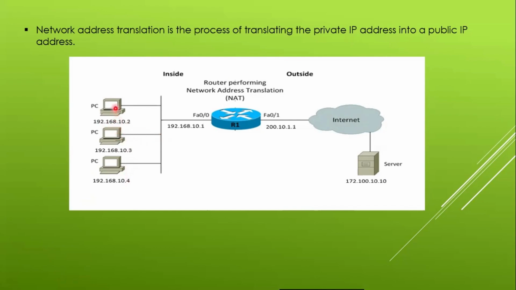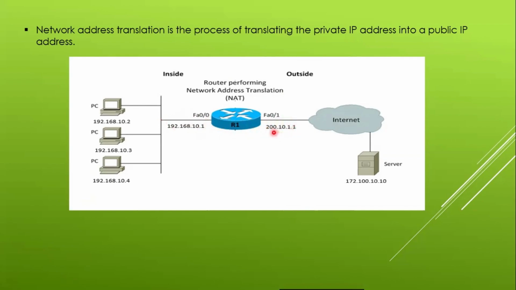So let's say this PC 192.168.10.2 needs to access the internet. Let's say it needs to access some services from a server. It cannot access the service or communicate with the server using this private IP 192.168.10.2. This private IP has to be converted into a public IP once crossing this gateway.